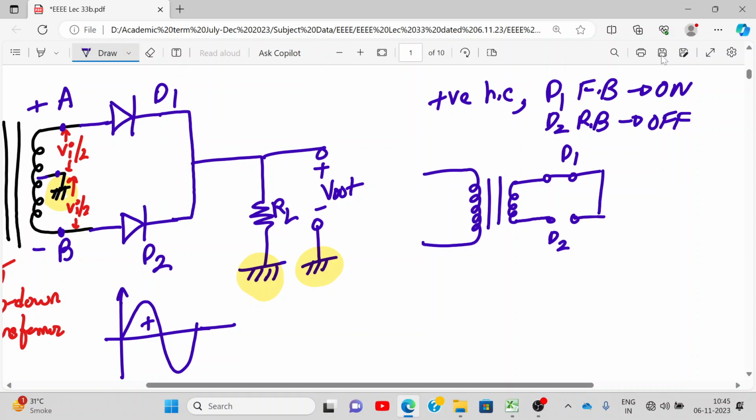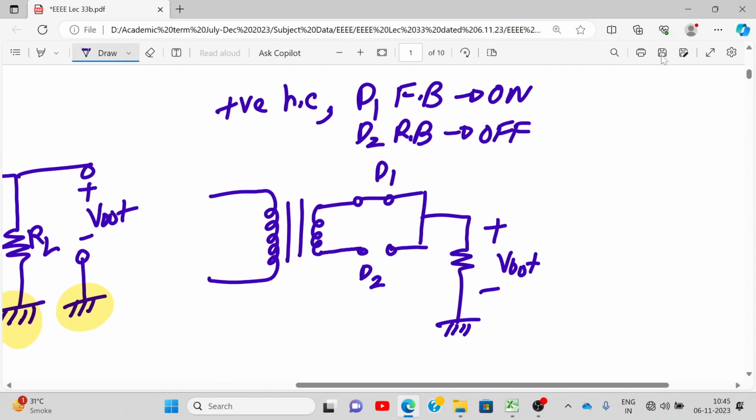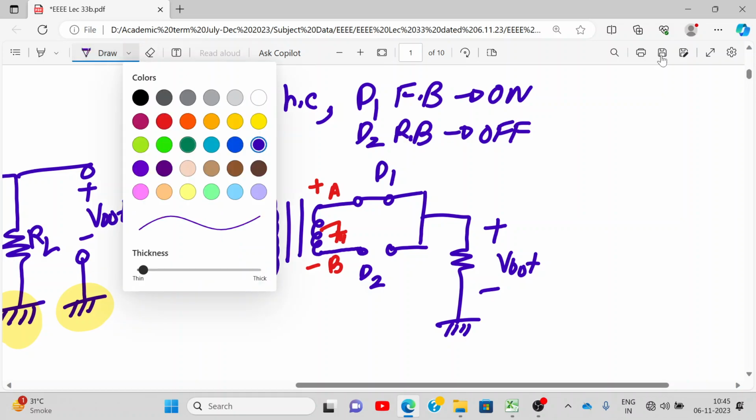Now this is connected to, this is plus minus V out. Now tell me, how does the current flow in the circuit? Let me highlight this part. This is during the positive half cycle. So A is positive, B is negative. This is AC mains. Tell me, how does the current flow in the circuit? Like this. This is positive, this is ground, right? How does the current flow?